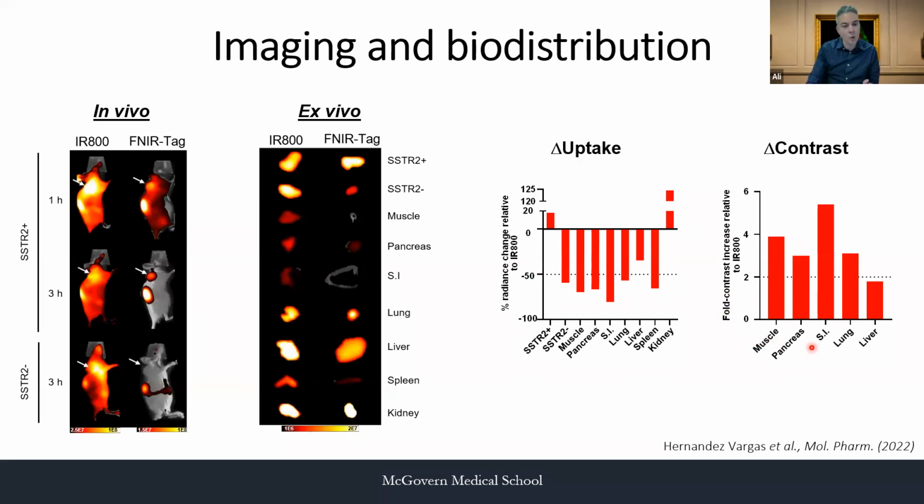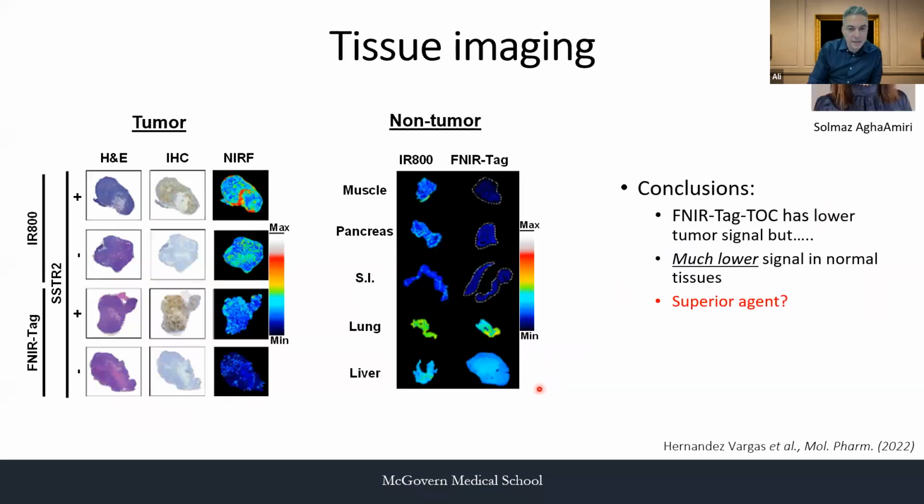And as you can see, our goal initially for translation is going to be in the pancreas, and we're able to increase pancreatic signal or tumor to normal pancreas ratio by up to 3-fold just by changing the dye to FNIR-Tag. Okay, and then my postdoc in my lab, Solmaz Ava-Amidi, brought in a really nice skill set for us, able to image these tissues.